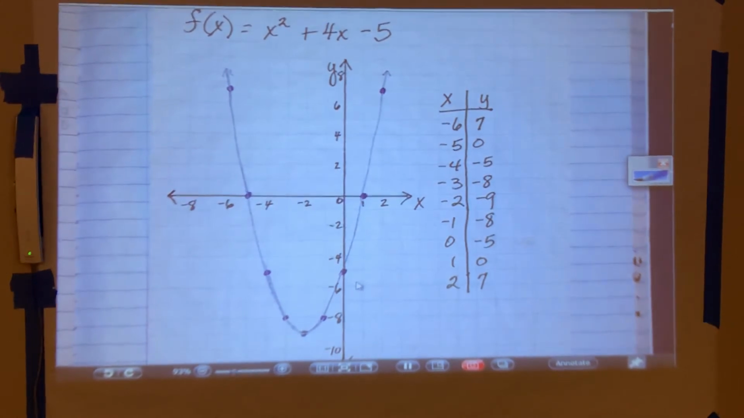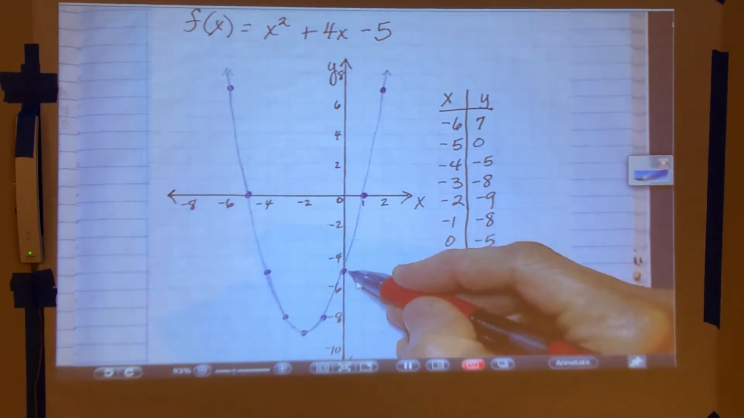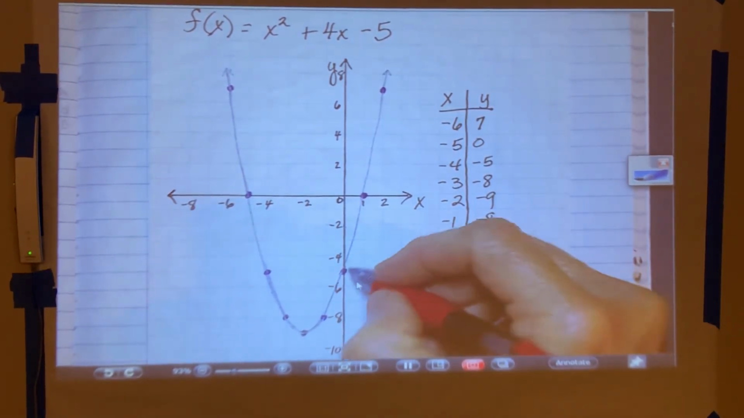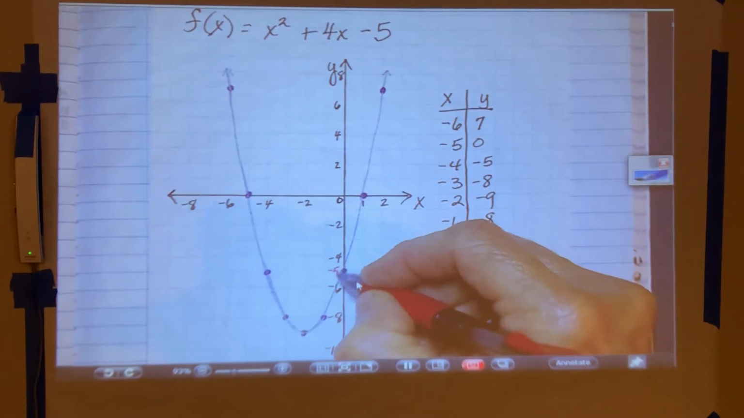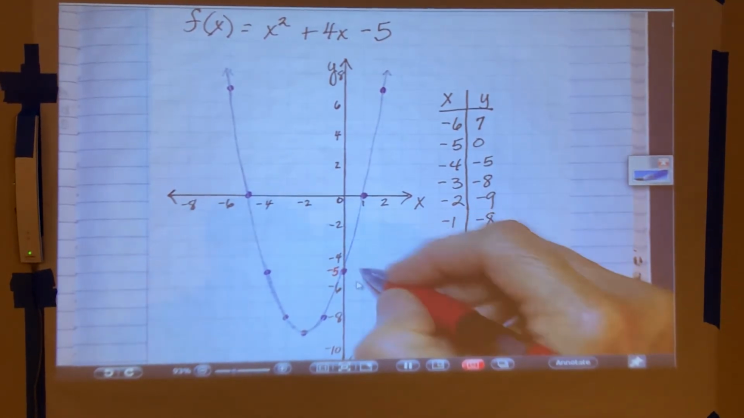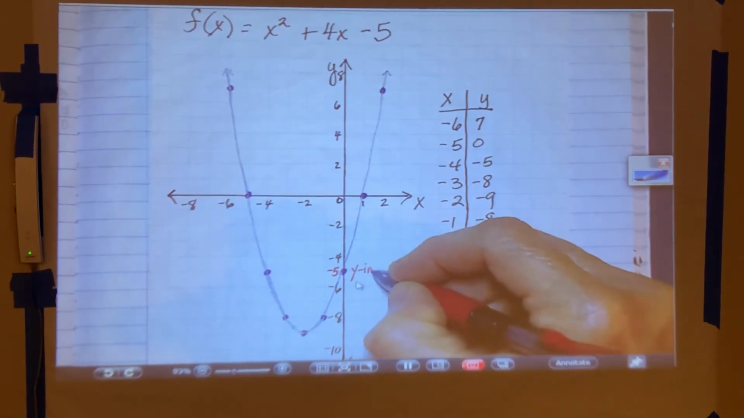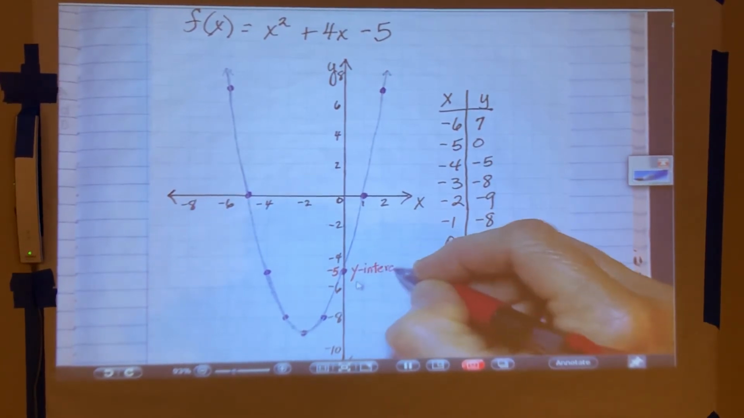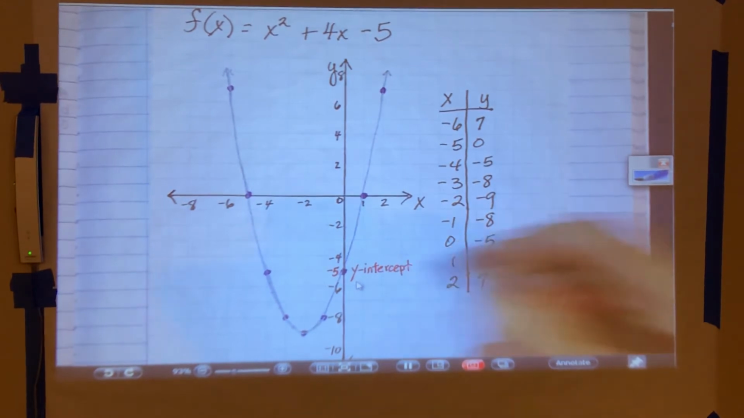Some of the things that we're going to label are some of the basic obvious things that you already are aware of. Number one, that's where it crosses the y-axis. So that's at -5. Now I'm going to bring in that label because I want to visually see that number. That is the y-intercept. That's one of the things that we want to pay attention to.